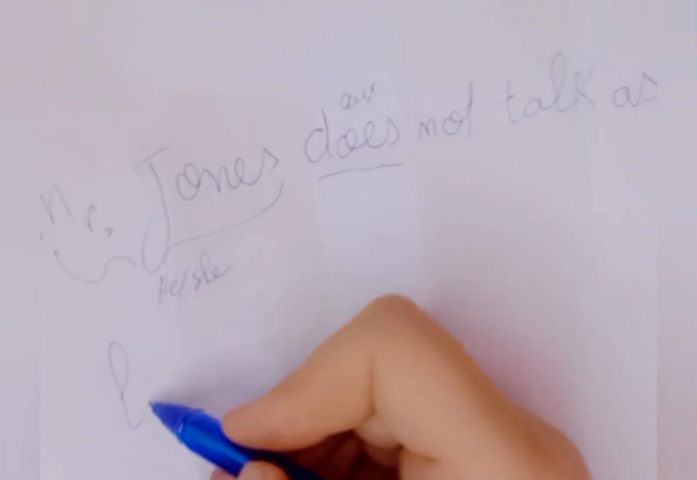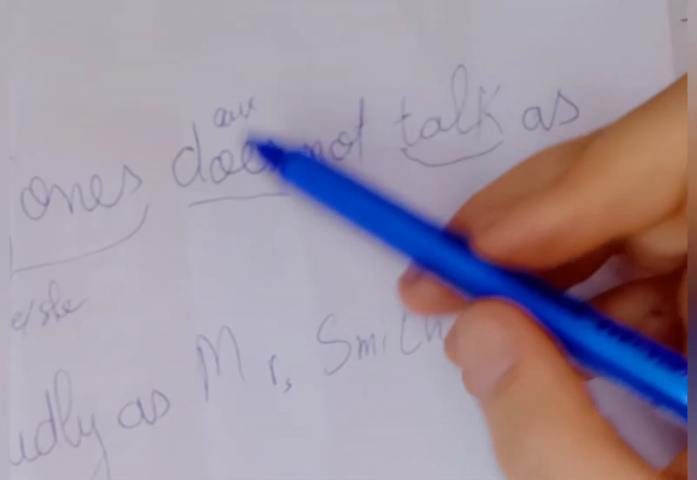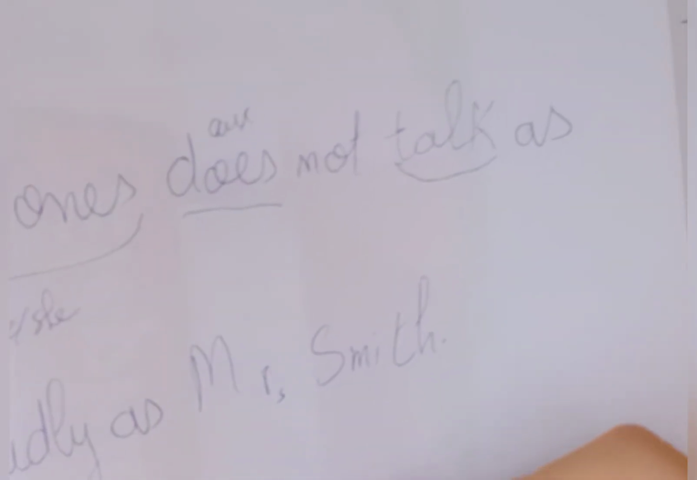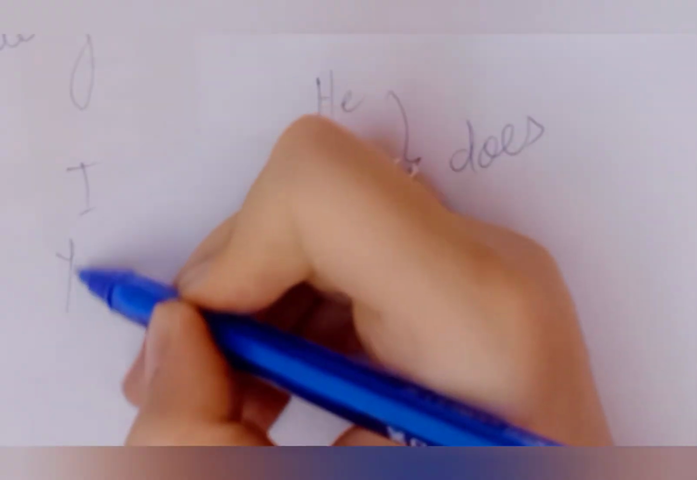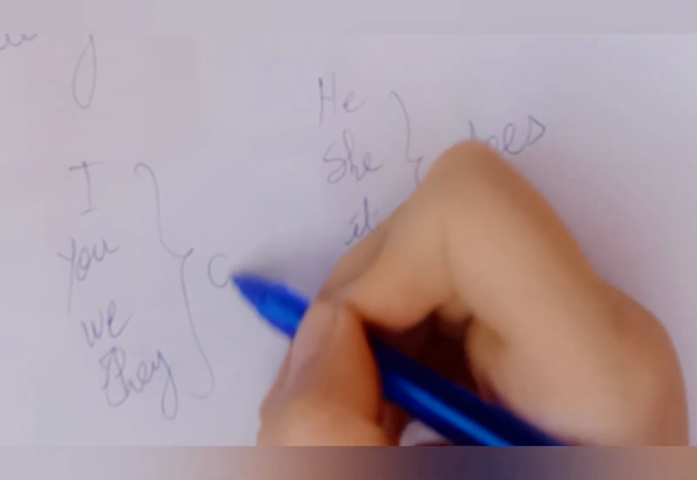as loudly, not verb to be. You need to start with the auxiliary. Does not talk as loudly as Mrs. Smith. With he, she, it, the auxiliary we say does. With I, you, we, and they, the auxiliary that we use is do. For example, I do not talk as loudly as my brother. You don't talk, for example, as loudly as your sister.